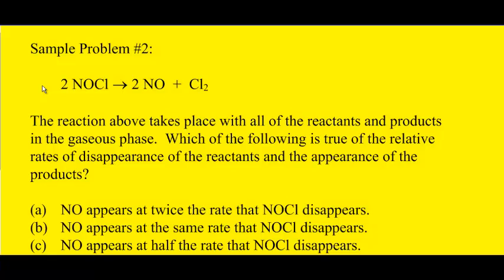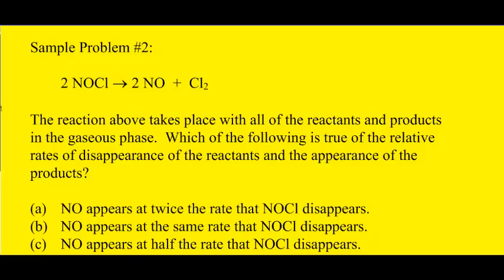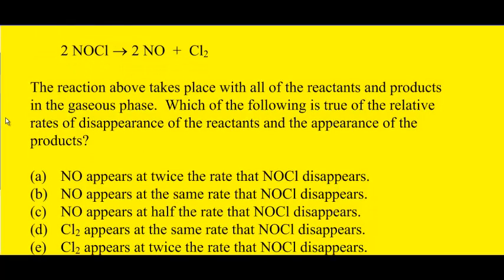So here's sample problem number 2. They give you this reaction, and they want to know what is true of the relative rates of disappearance of the reactants and appearance of the products. Choice A says NO appears at twice the rate NOCl disappears. If it would appear at twice the rate, it would have to have twice the coefficient, and it does not. It has the same coefficient. So let's get rid of that choice.